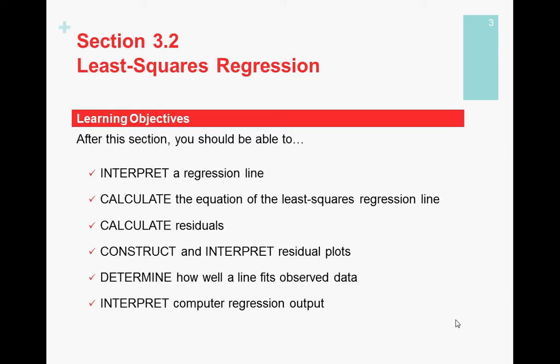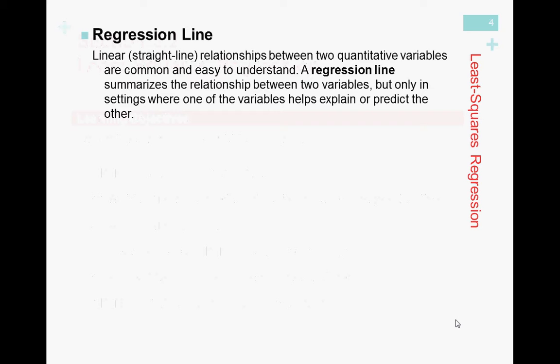So it's great that technology can do a lot of this for us, but knowing how to use and how to interpret the information the technology gives us matters. So a regression line is a linear, meaning straight line, relationship between 2 quantitative variables. That kind of relationship is common and it's fairly easy to understand. A regression line summarizes the relationship between 2 variables, but only in settings where one of the variables helps explain or predict the other.